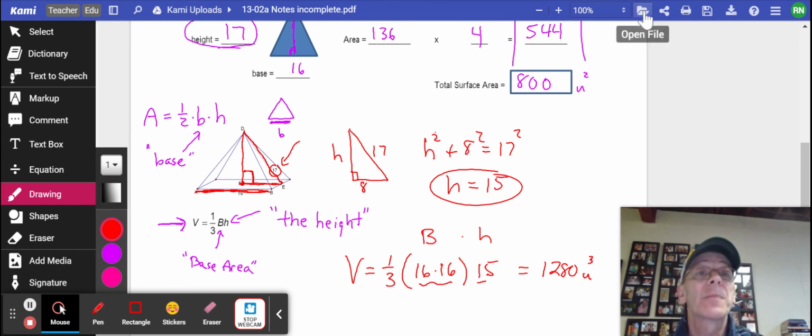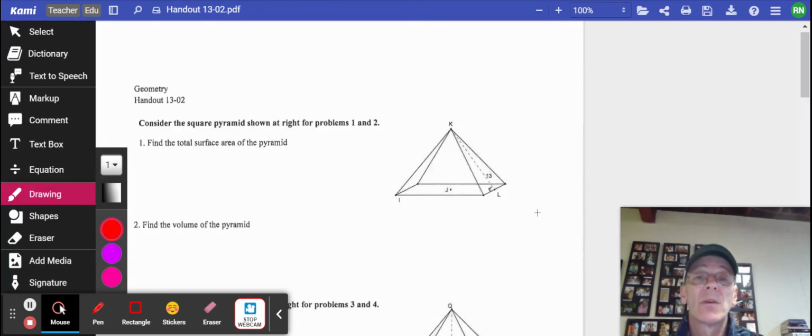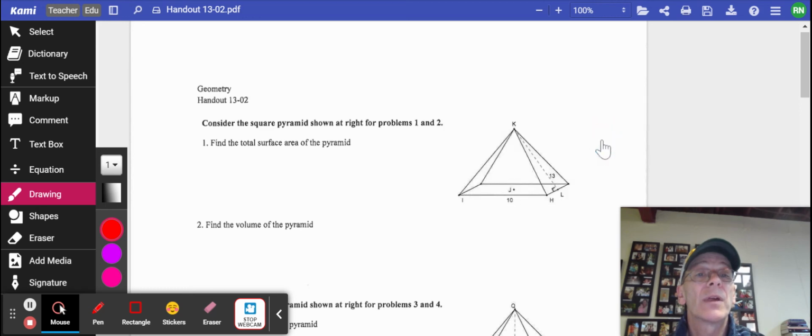But let me open it up for you. Should be able to find it. 13.2. Not there. Sorry for the delay, but I'll find it here. 13.2. Here it is. All right.